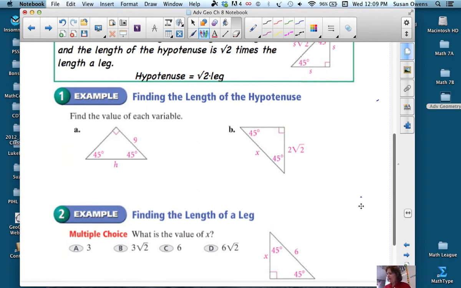For this one, I have a leg. I want to go to the hypotenuse, so I just multiply by root 2. So h is 9 root 2. And for this one, I also know one of the legs. I need to multiply by root 2. So if I multiply 2 root 2 times another root 2, that's going to be root 4, and the square root of 4 is 2. So this is going to be 2 times 2, which is 4.